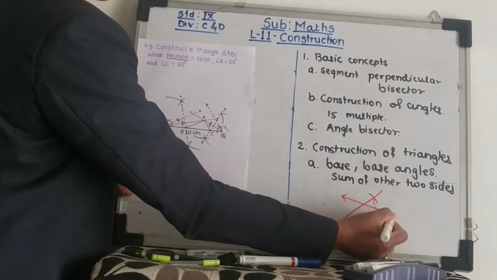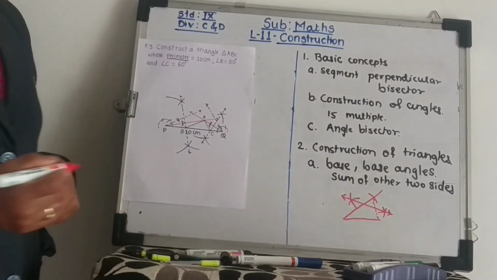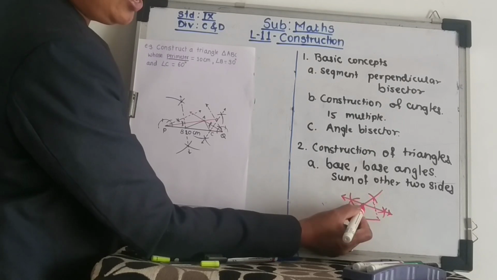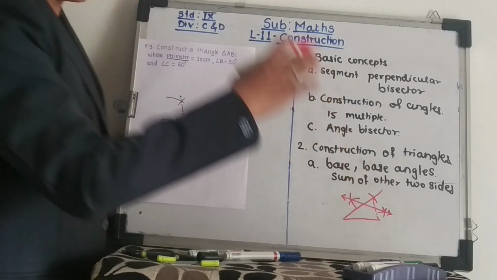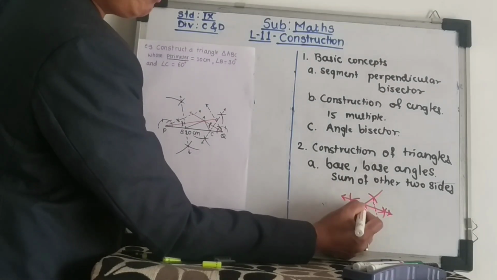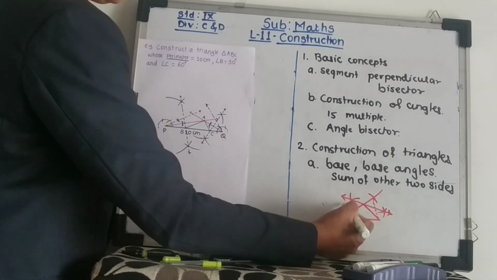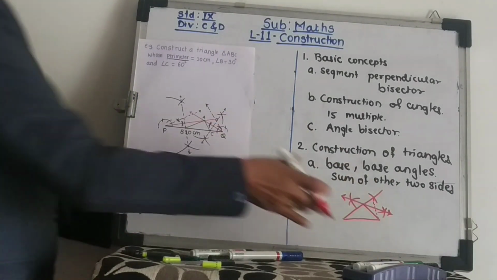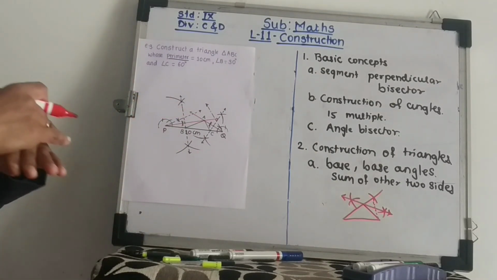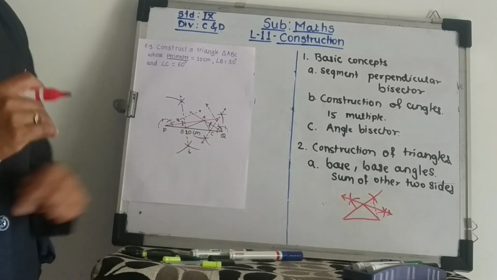So that is how we get the perpendicular bisector, right? Where this perpendicular bisector has intersected the sum of 2 sides, that point we will join with the help of scale and pencil. So this is our original triangle. Such a type of construction we have seen when the base angle and the sum of the other 2 sides is given.